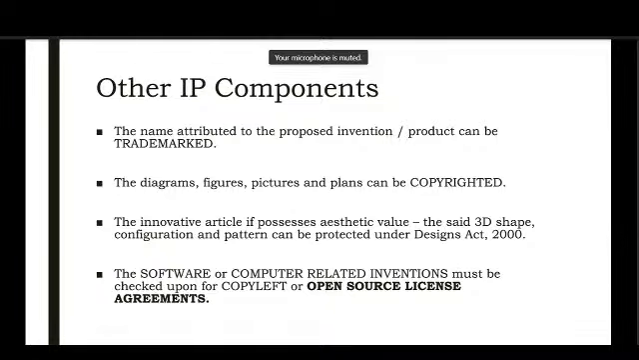What are the other IP components? As I said, the name of the product, if you have thought upon something, you may have named your product or process, you trademark. The diagrams, figures, pictures, and plans can be copyrighted. The 3D configuration and pattern can be protected under the Design Act, and software and computer related inventions must be checked for copyleft.